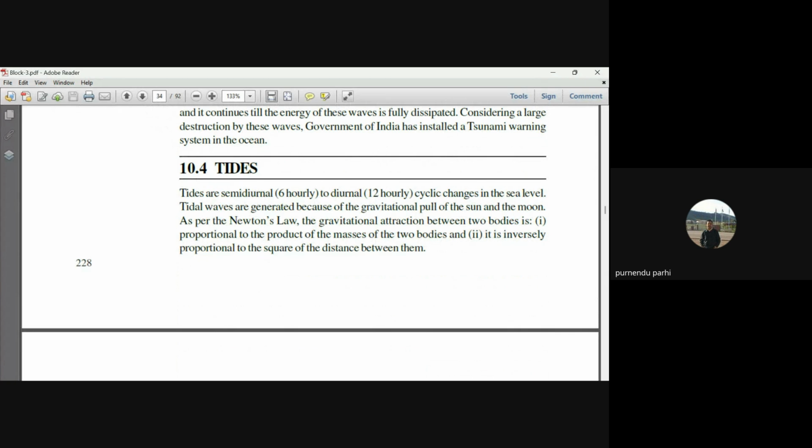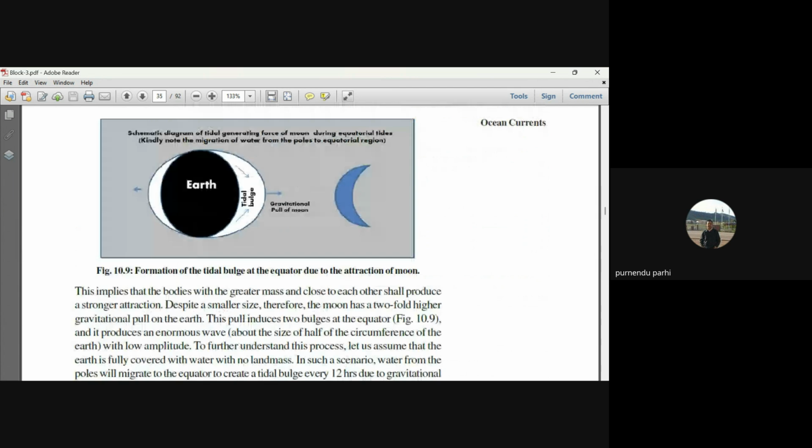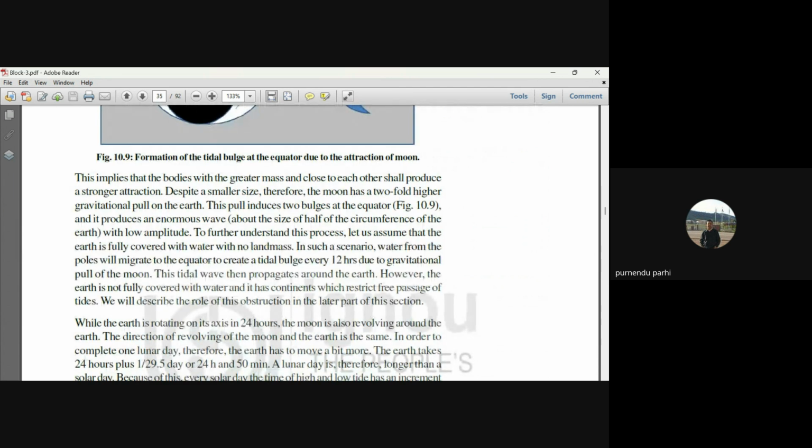Tide. Tides are semi-diurnal or diurnal cyclic changes in the sea level. Tidal waves are generated because of the gravitational pull of the sun and the moon. As per Newton's law, the gravitational attraction between two bodies is proportional to the product of the masses of the two bodies and inversely proportional to the square of the distance between the two. This implies that bodies with greater mass and close to each other shall produce a stronger attraction.